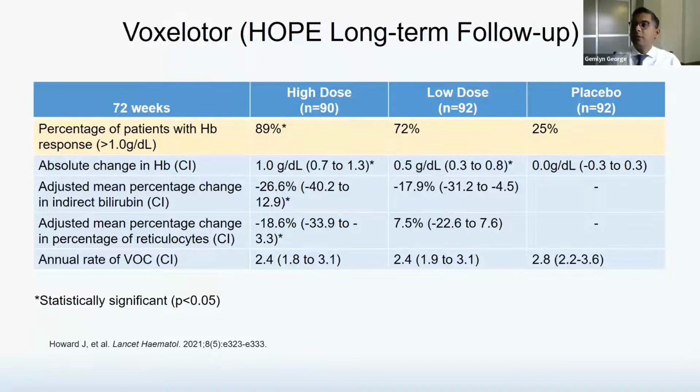A long-term follow-up study was published recently, looking at patients over 72 weeks, and there was an improvement in hemoglobin response in this cohort. Once again, decreased bilirubin, decreased reticulocytes, but no real change in annual rates of VOCs. What was interesting with this trial is that a sense of well-being actually improved in these patients.